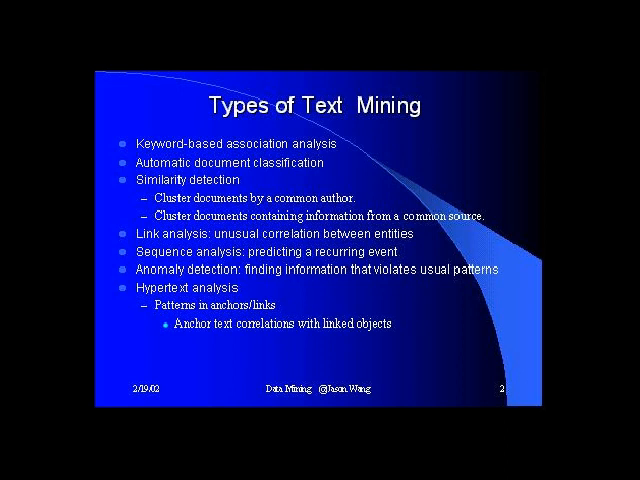You could also cluster documents containing information from a common source. For example, if these papers are published in the ACM SIGMOD conferences, you assign these papers to a group containing all the SIGMOD papers. If these papers are published in the Very Large Database conferences, you assign these papers to another group called VLDB. If these papers are published in the SIGKDD Data Mining and Knowledge Discovery conferences, you assign these papers to that group. So you can cluster documents based on where they are published.